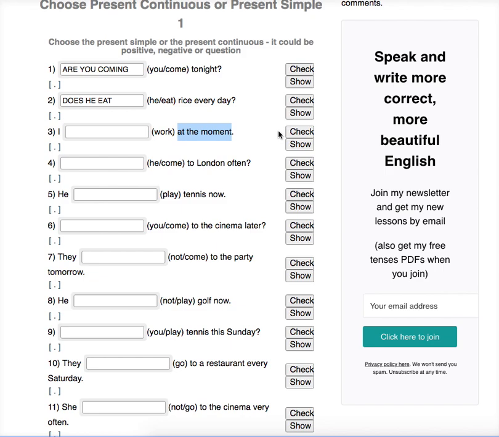What about Juan Pablo? Please help me with number 3. You have I work, and you have at the moment. So Juan Pablo, this is simple or continuous? Can you hear me, guys? Okay, so go ahead, Juan Pablo. Simple or continuous? If you have at the moment, si tienes en este momento, at the moment, it's happening right now. Simple or continuous?